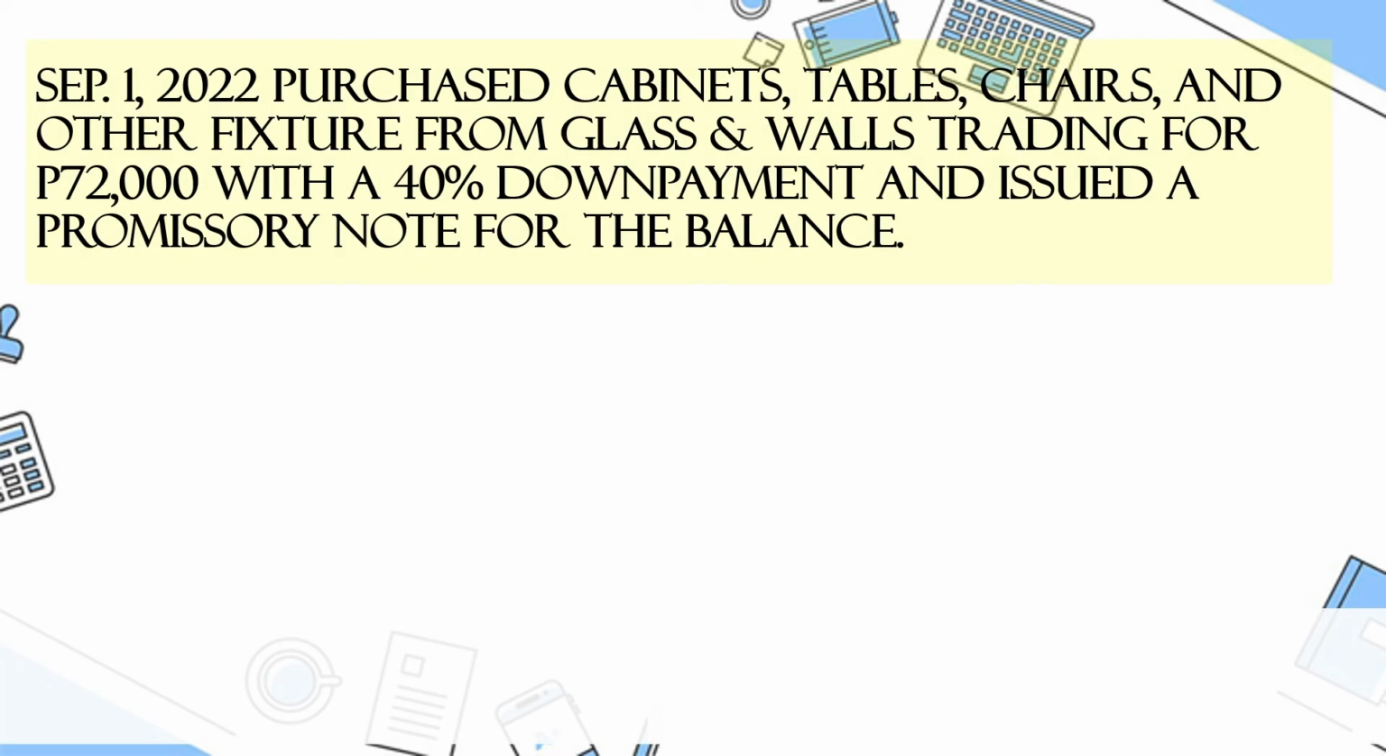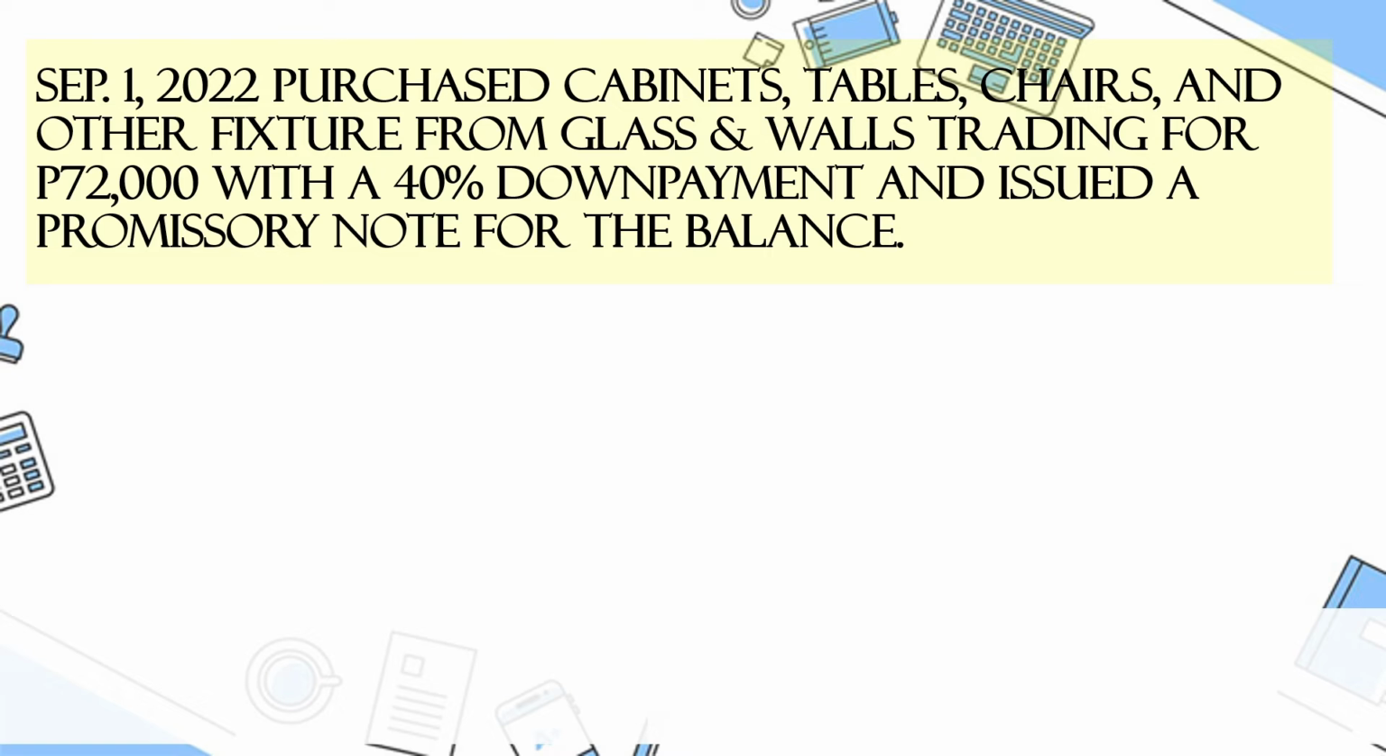Next, purchased cabinets, tables, chairs, and other fixtures from Glass and Walls Trading for 72,000 with a down payment and issued a promissory note for the balance. Parehas ra ni sa atong 2 previous examples in which nagpalit ta. However, for this one, naa tay gi-involve nga cash and then naa pud tay giutang.